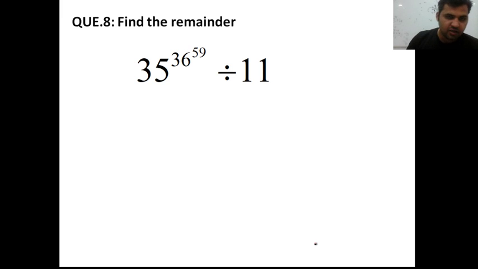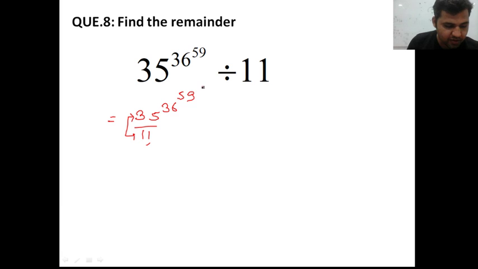Okay, so let me explain the solution. Look, 35 raised to power 36 raised to power 59 when divided by 11, what will be the answer? 35 and 11 are co-prime. Yes, they are co-prime, so that means we can apply the Euler remainder theorem. So you'll have to see whether the power is a multiple of Euler number of 11 or not.